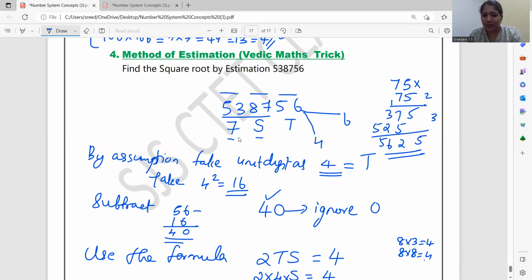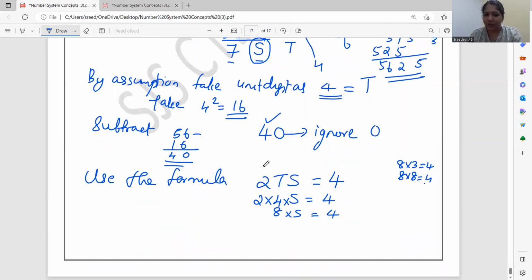So the number which is coming in the place of S will be a number which is less than 5, because 75 into 75 gives 5625, right? So the number coming as the middle number will be less than 5. So we have two possibilities for the middle number, either 3 or 8. Since it's a number less than 5, we can assume that it is 3. So here S is equal to 3.